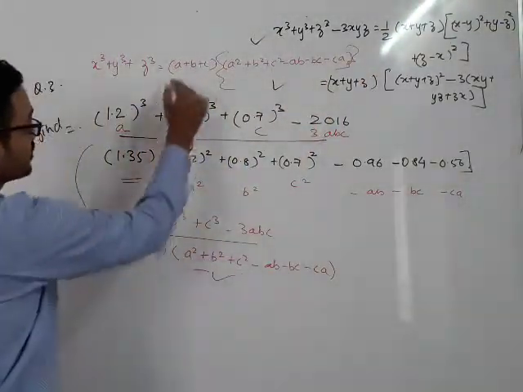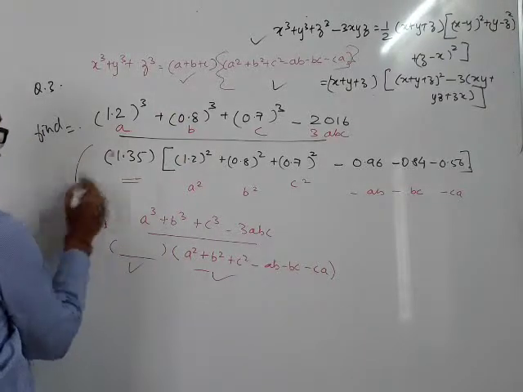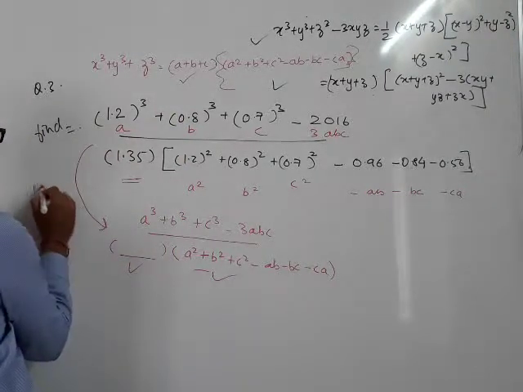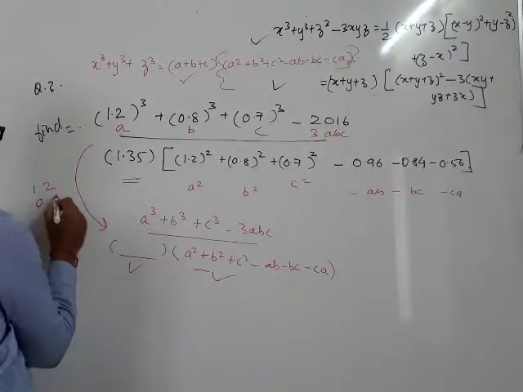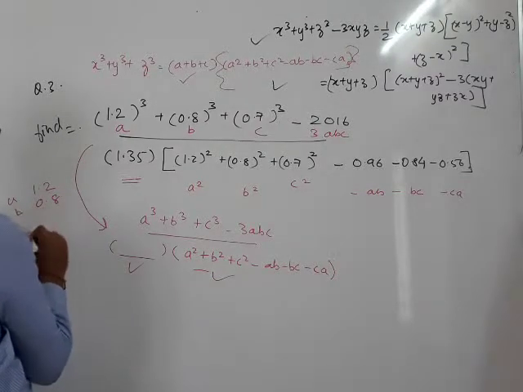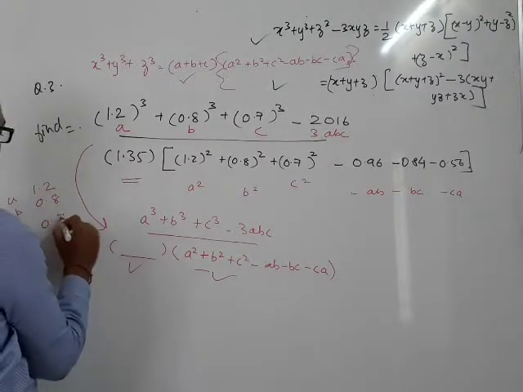So we have to see that this term we have got. This term is missing. So this is something like a plus b plus c. Let us see what is the addition of this: 1.2, 0.8, a, b and c, 0.7.